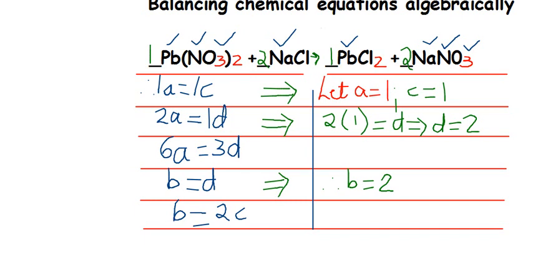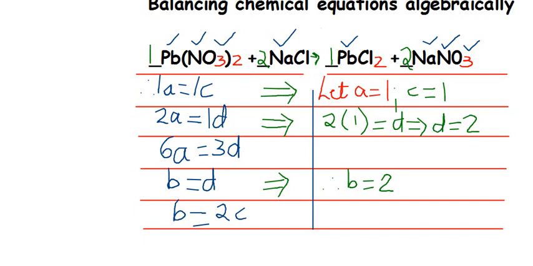On the left hand side there is 1 atom of lead. On the right hand side there is 1 atom of lead. So lead is balanced. On the left hand side there are 2 nitrogen atoms, and on the right hand side again there are 2 nitrogen atoms. So nitrogen is balanced. Oxygen, there are 6 atoms of oxygen on the left hand side, and the right hand side has 6 atoms of oxygen. So oxygen also is balanced.